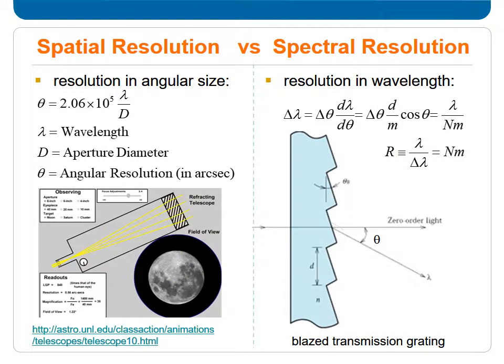In Chapter 4, the concept of spatial resolution was introduced. For an aperture diameter d and wavelength of lambda, spatial resolution in arc seconds is 2.06 times 10 to the 5 lambda over d. Thus, the larger the telescope diameter, the more detail that can be seen on a distant object, as the UNL telescope simulator illustrates. Similarly, diffraction gratings have spectral resolution, that is, the minimum wavelength interval that can be measured.